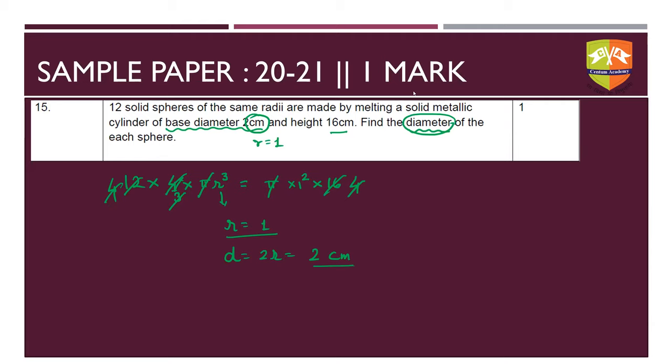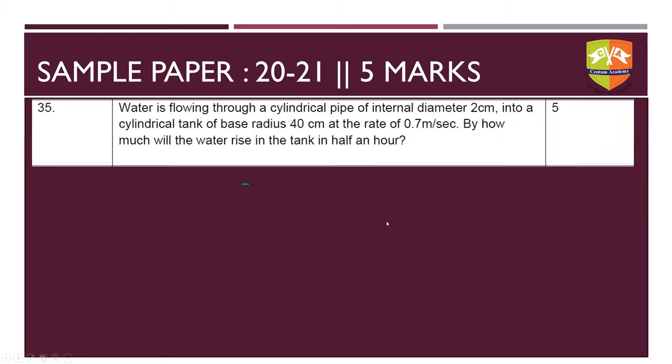Okay. Next question here, guys. Do this. Take your time again. This is a 5 marker, guys. So please take your time, read the question thoroughly, and then solve. Water is flowing through a cylindrical pipe of internal diameter 2 centimeter. The moment you see internal diameter and all that, your antenna should give you signals. Again, a trap: diameter.